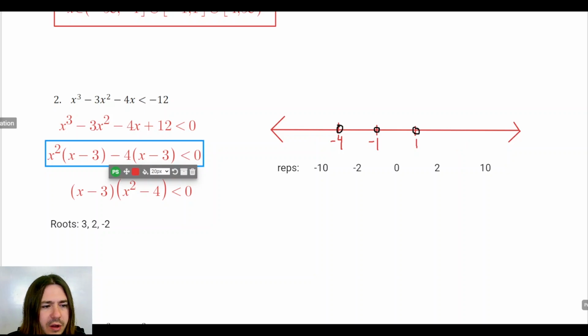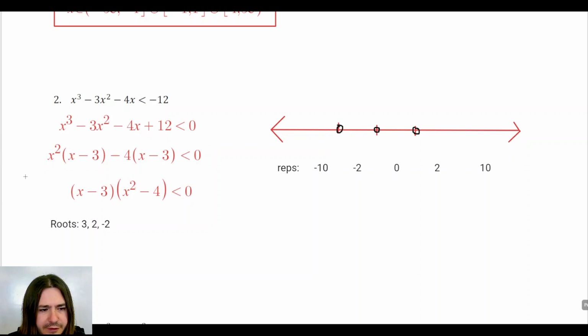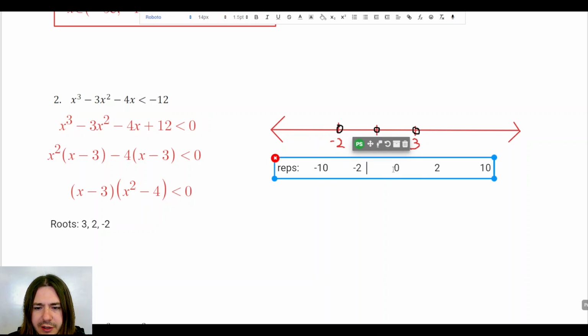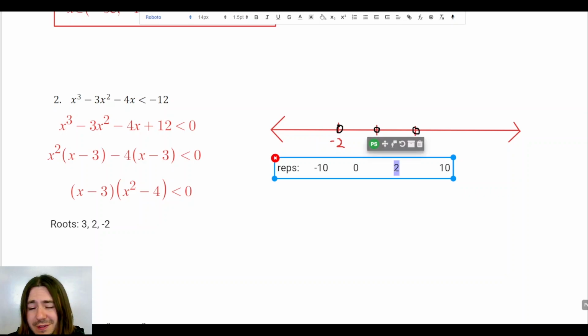So we've got one at negative 2, which should be all the way to the left. Negative 2, and then 2, and then 3. Okay, so now we're going to pick our representatives. Negative 10 will still work for this outside one. And then between negative 2 and 2, I'm going to want to use 0 here. 0 is usually my go-to if I can use it, just because it's so much easier to calculate than anything else. In between 2 and 3, I'm going to have to pick something like 2.5.